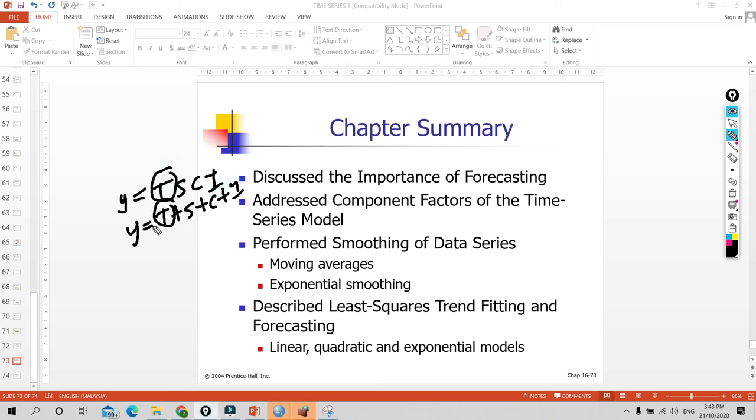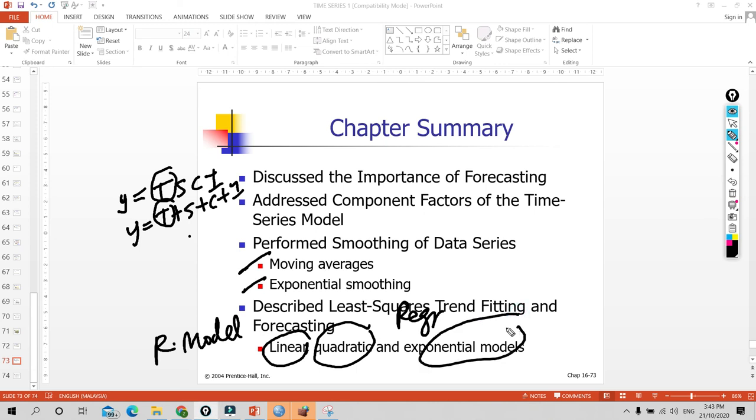To estimate the trend, you can use the moving average method, exponential modeling, and then we have a linear model by applying a regression model. Then we have a quadratic, where we also apply a regression model, and then we have the exponential model.